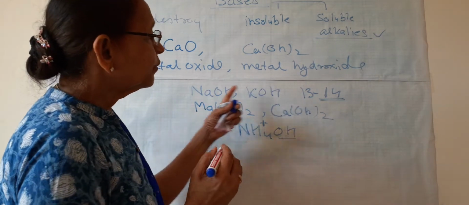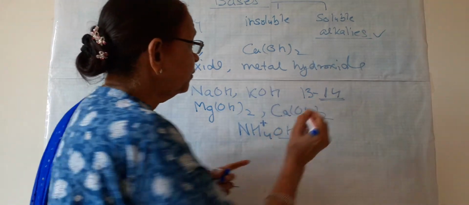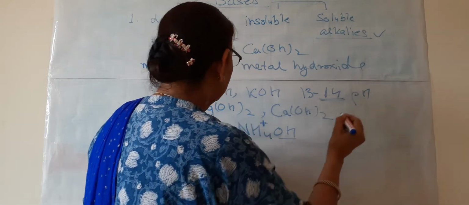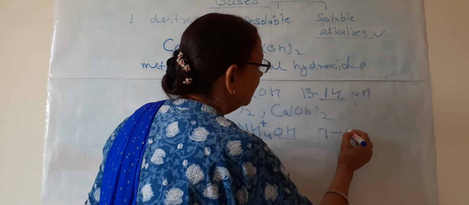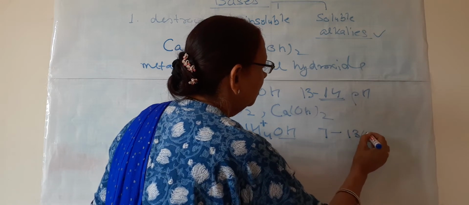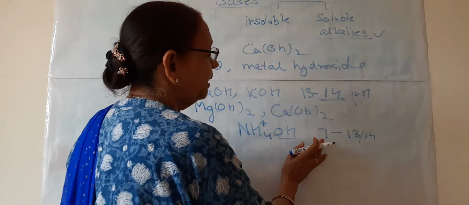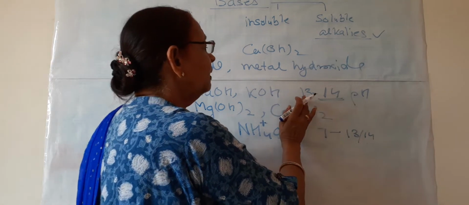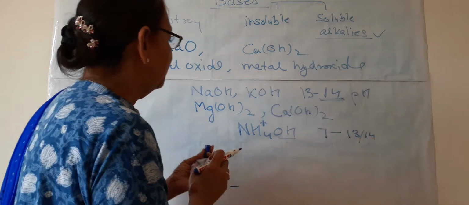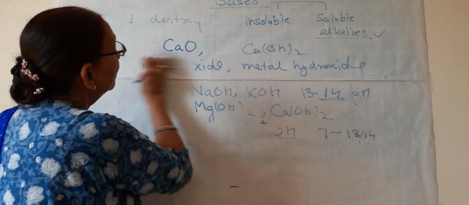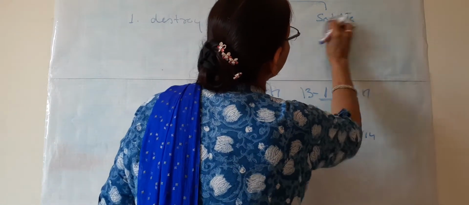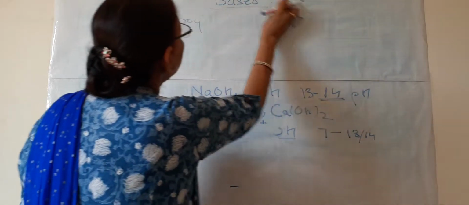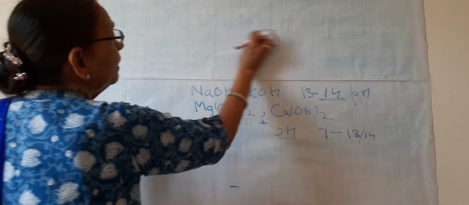Now the stronger ones have a higher pH, and the weaker ones have a pH somewhere between 7 and 13 or 14. So their pH starts from 7 and goes higher. So what are weak bases and what are strong bases? We can see by two figures how they are strong and weak.